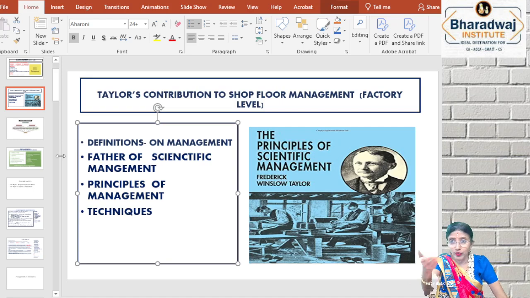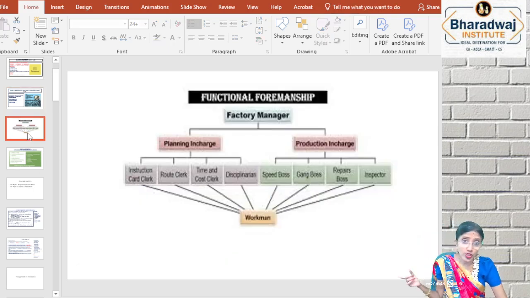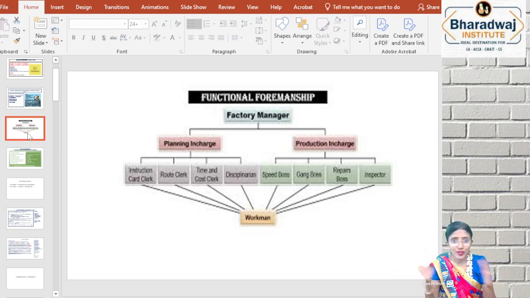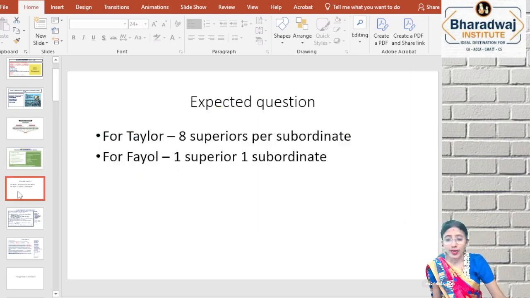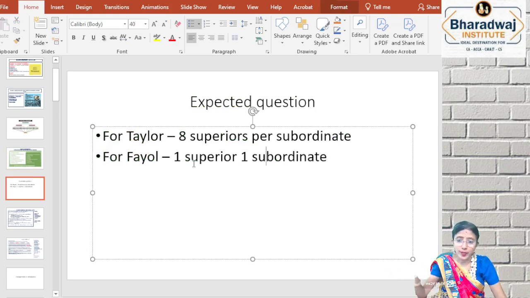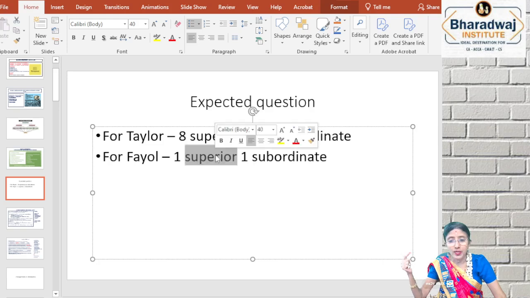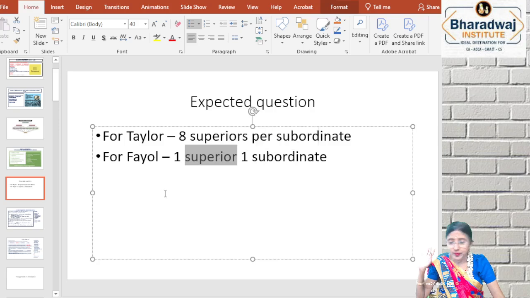That's where we did find the odd man out in the principles. They will give you one principle which is incorrect. That is the exercise we did. And functional foremanship, differential wage rate system. In differential wage rate system, those who reach the target or above will get higher wages than those who are not reaching the target, not performing well. Remember that. And 14 principles are there for you. And then this is one expected question. This is your functional foremanship and this is your unity of command. Who is the father of modern management? Fayol. Who is the father of scientific management? Taylor.